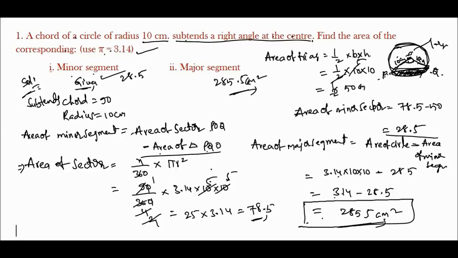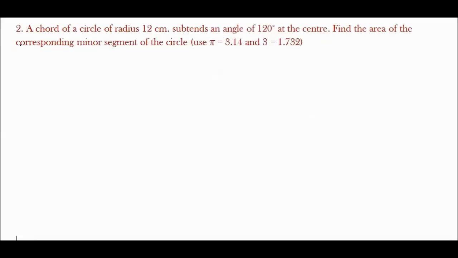First, this much is there. So next we go to the next question. Second question solution: a chord of a circle of radius 12 centimeters subtends a 120 degree angle at the center. Find the area of the corresponding minor segment and of the circle. Total minor segment we have to find. Okay, solution here.